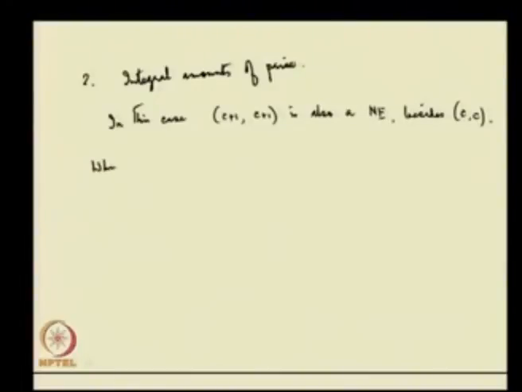Why? Because if the other firm is charging C plus 1 and I am charging C plus 1, I am getting some profit. If I reduce my price, I charge C, I will get 0 profit. So, deviation downwards is unprofitable. If I charge more than C plus 1, obviously again the profit is 0. So, C plus 1 is a Nash equilibrium.